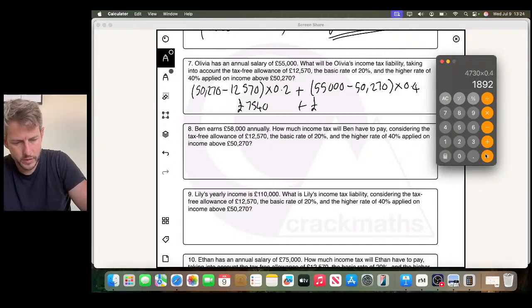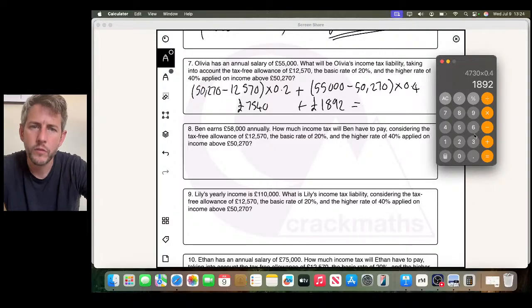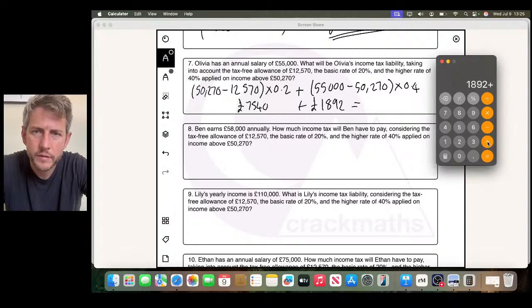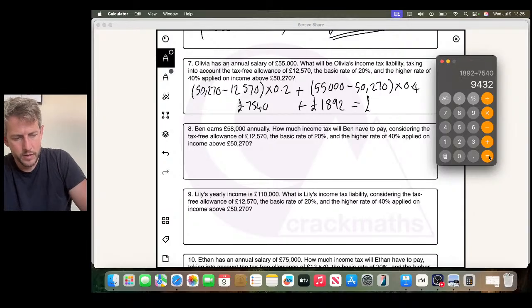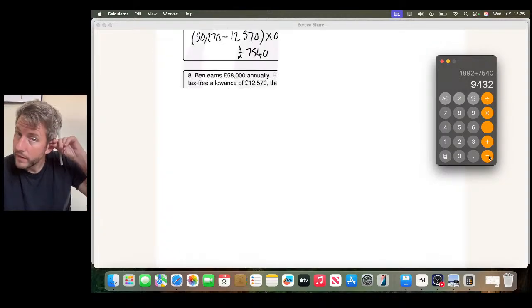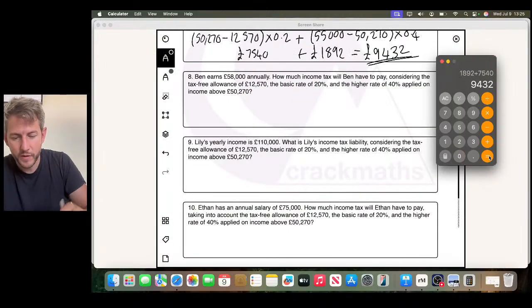There we go. Okay, right, so then we can add these bits together. Here we go, £9,432 in tax. Right, we've got Ben, he's got the same scenario.